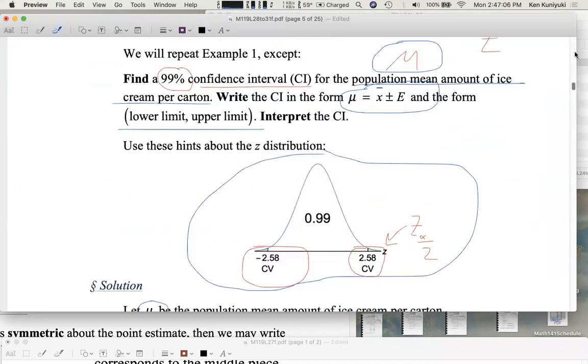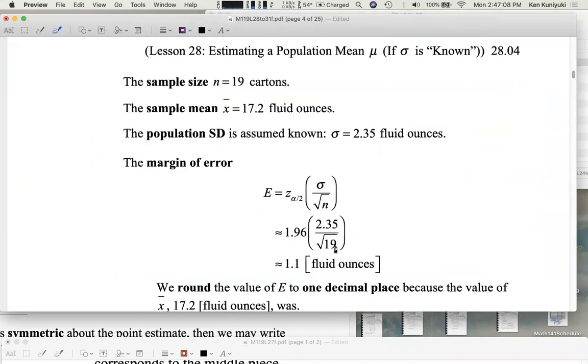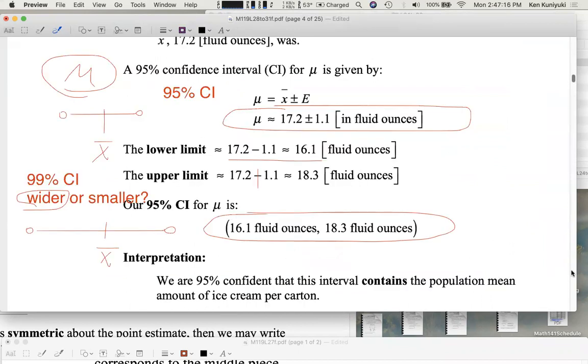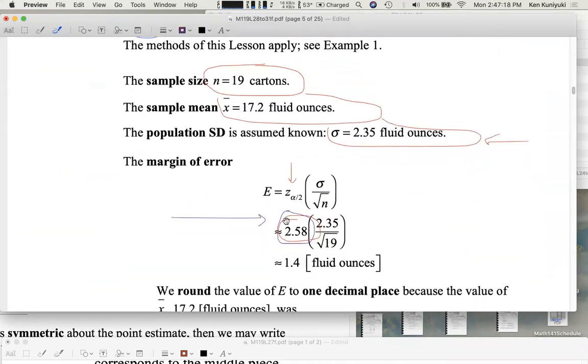Because for the 95% confidence interval, the positive critical value was only 1.96. So we ended up with a smaller margin of error. This time, we're using a larger critical value. 2.58 is a larger positive critical value. And we have the same values for sigma and n as we did in example 1. Sigma is still 2.35, n is still 19.